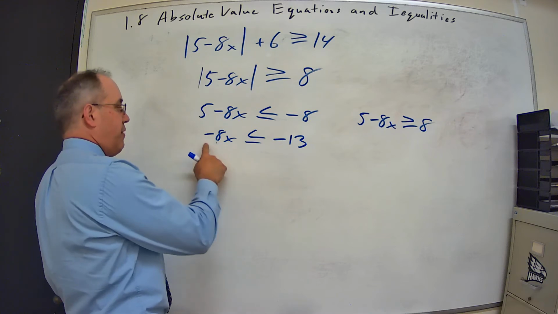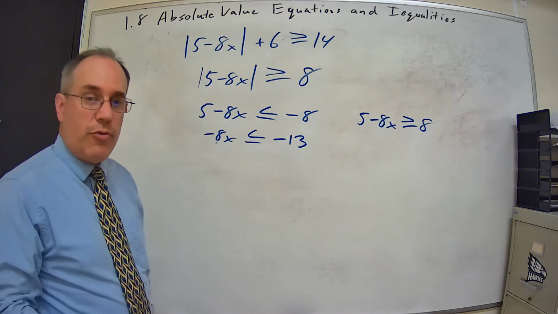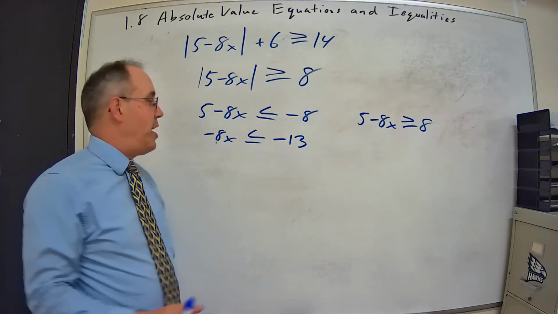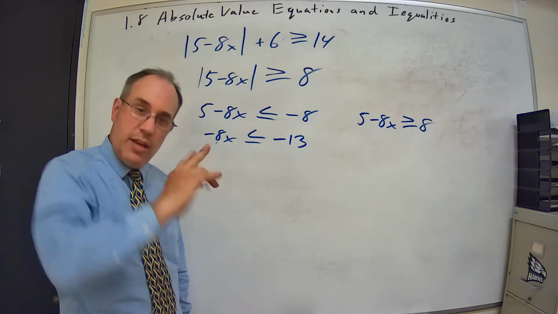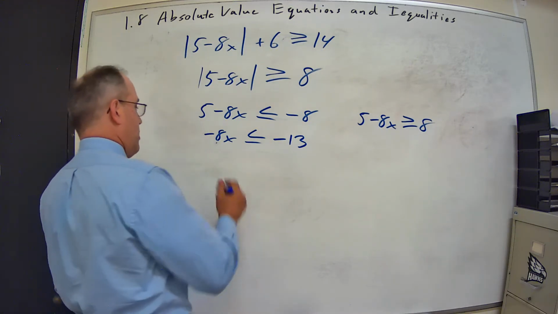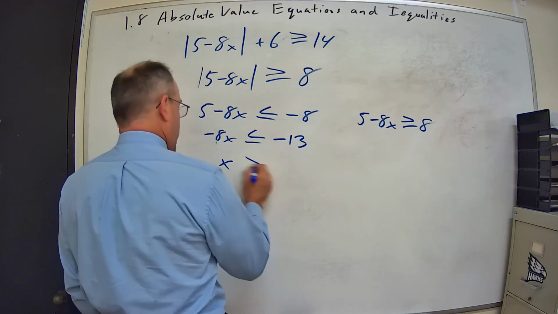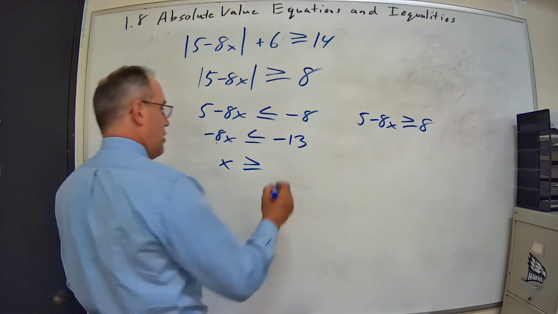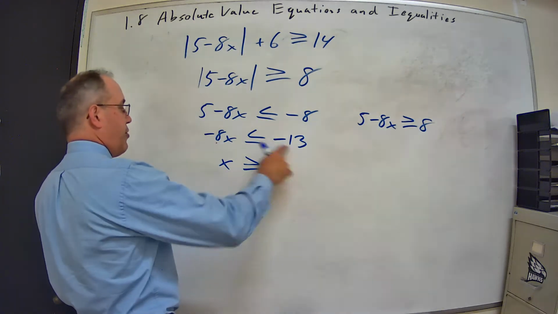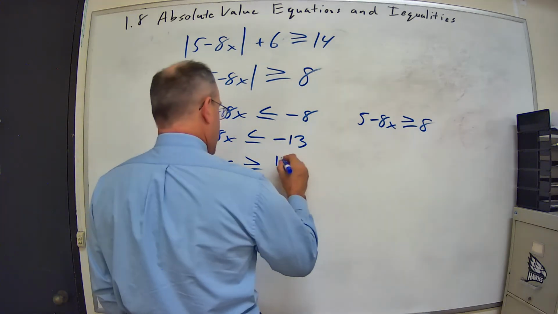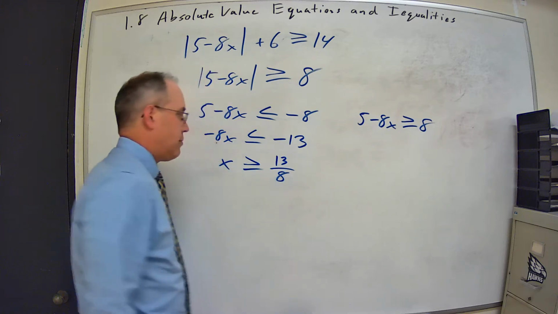And now I need to divide both sides by -8. Remember, when you multiply or divide by a negative number when you have an inequality, it flips the inequality. So divide both sides by -8, I get x that becomes greater than or equal to, and I have -13 divided by -8, or 13/8.